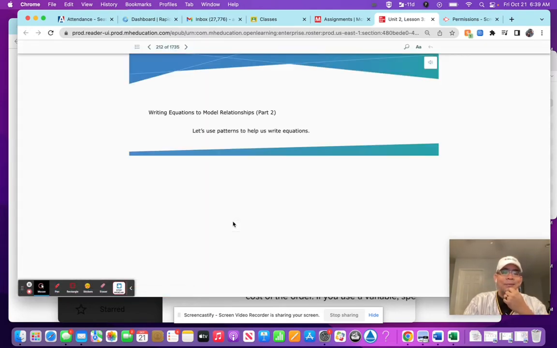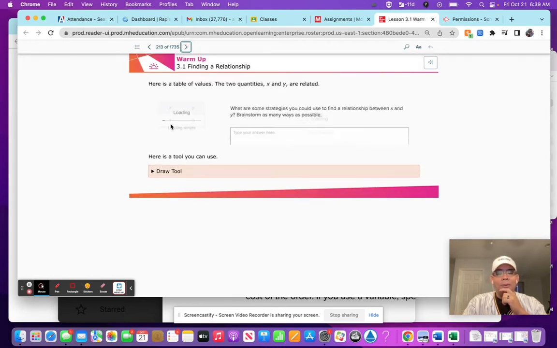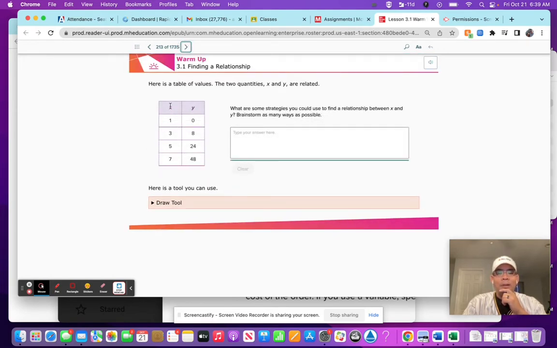Okay, so first thing first is the warm-up. You get about 5-6 minutes. But our learning goal today is, again, we're using patterns to help us write equations. And today's patterns are going to be in table format. So here's a table. You're not writing an equation on this one, but your job is just to brainstorm as many ways as possible where you can use this relationship, or think of some strategies that can help you find a relationship between X and Y and just brainstorm ideas.